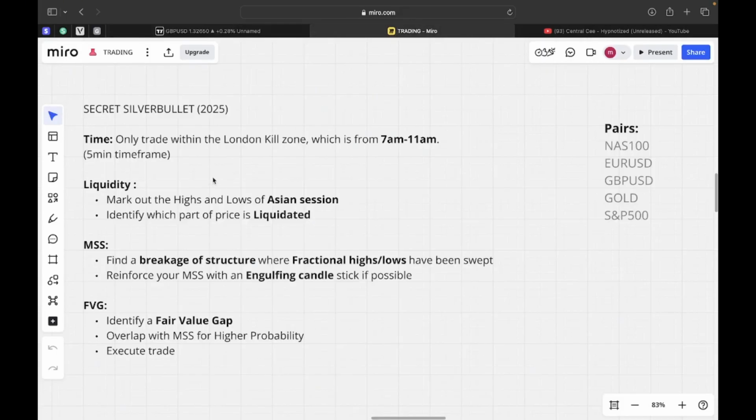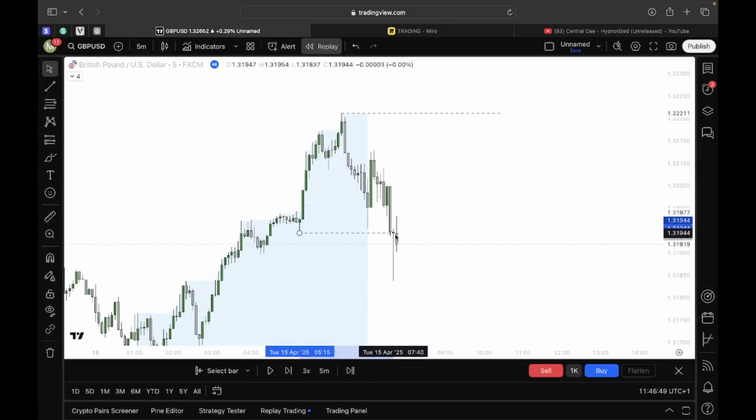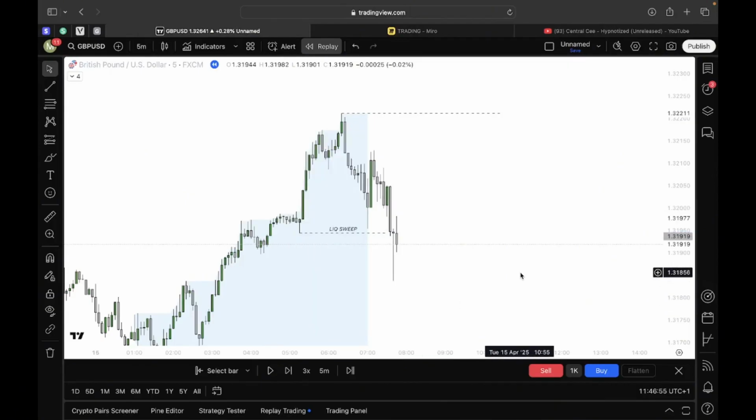Once we do that, we need to identify which part of price gets liquidated first. If I play price forward now, you're going to see how it goes down and sweeps this area. As soon as it sweeps this area, this will be marked out as our liquidity sweep. And once we get this liquidity sweep, this is all we need from now on to continue the reversal trade.